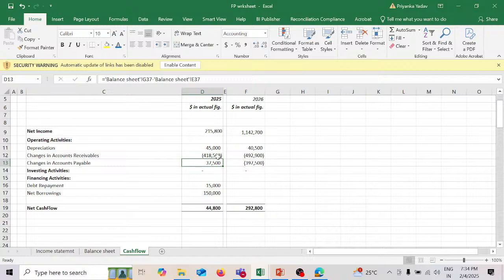Now for changes in accounts receivable, there is an increase in accounts receivable. It means that the company has made sales but has not yet collected cash. Since cash has not been received yet, we subtract the increase in accounts receivable.